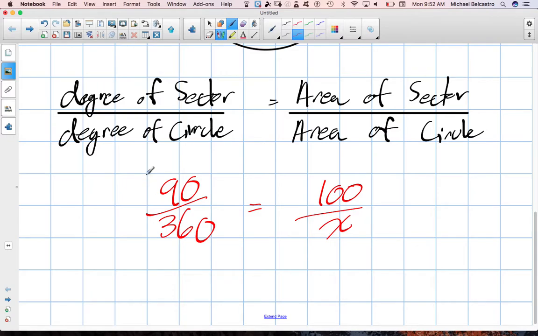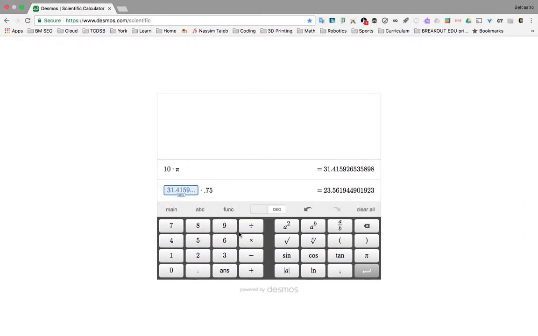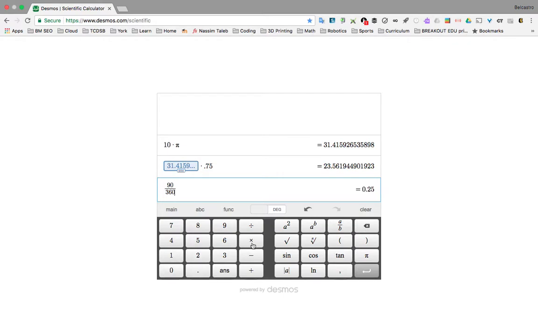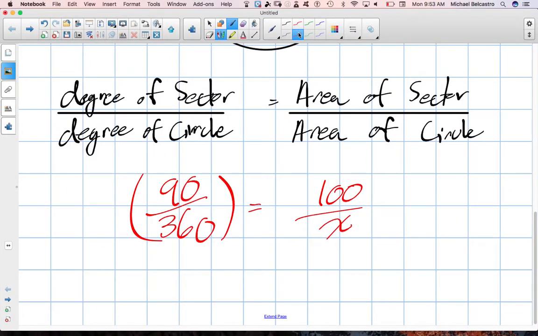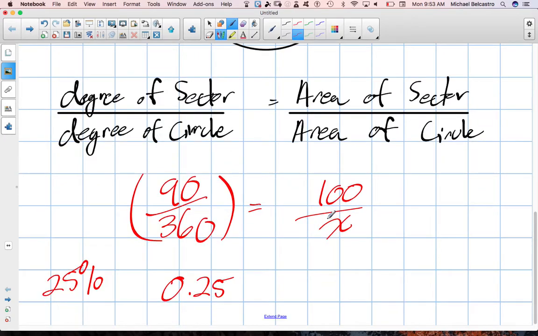Why does that work? Well, this is essentially a percentage. So we'll use our scientific calculator to figure this out. 90 divided by 360 happens to be 0.25. It is kind of like a percentage. So this equates to 0.25, also known as 25% of the circle, which is exactly what we stated before. We said it was about a quarter of the circle. Very obviously it was. So this is 25% of the circle.